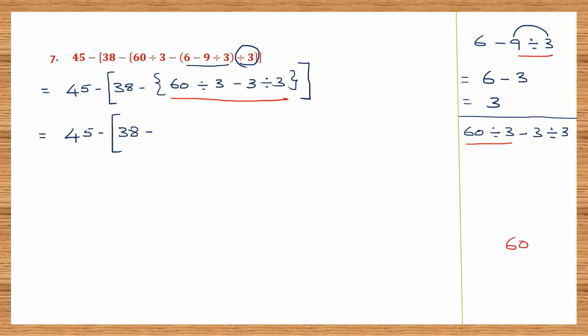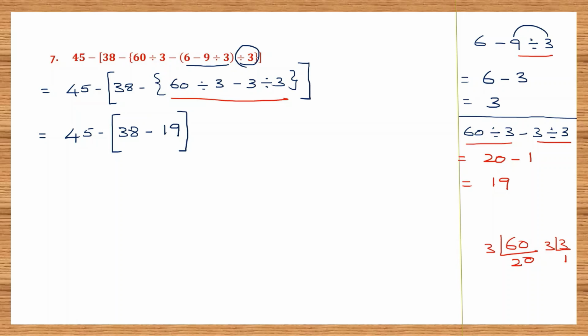So 60 divided by 3. 3 2s are 6. So 3 20s are 60. So in this place we have 20 minus, now divide 3 divided by 3. How much is 3 divided by 3? 3 ones are 3, isn't it? So we write 1. So 20 minus 1 is 19. So let's write this 19 in our second step, 38 minus 19. That means we've removed our curly bracket, only a square bracket is left.